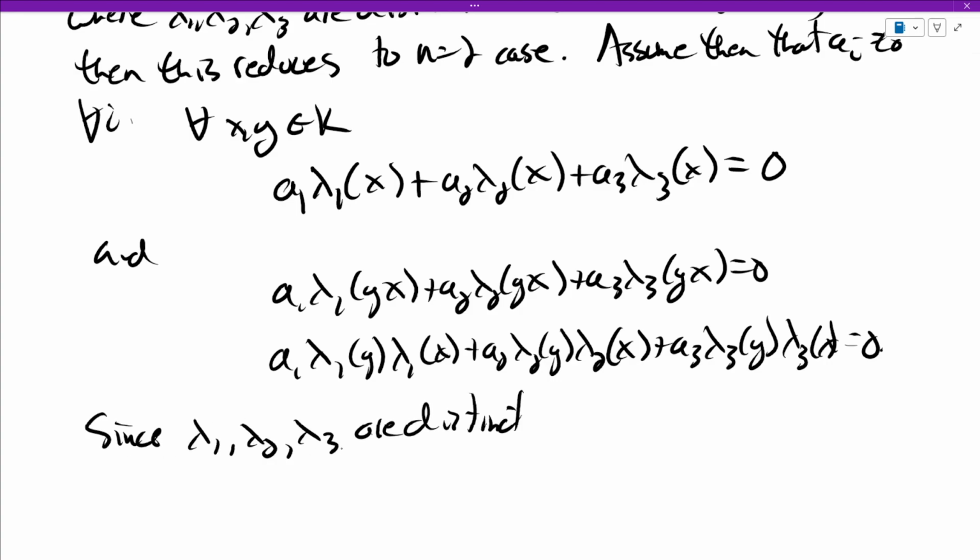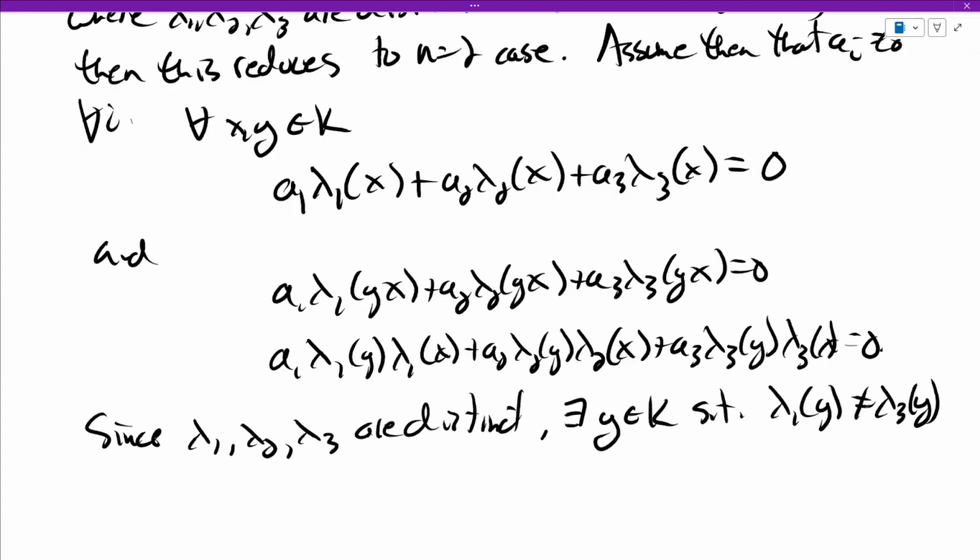What does it mean to be distinct? Well, they're functions, so they're distinct as functions. That must mean that there exists some y in k such that lambda 1 has a different output than lambda 3. And similarly, you could do the same thing with lambda 2, but in particular, lambda 1 and lambda 3 are distinct. So we know that there's an input that has a different output. All right, so let's call this one star. And maybe this one, we'll call this one box.